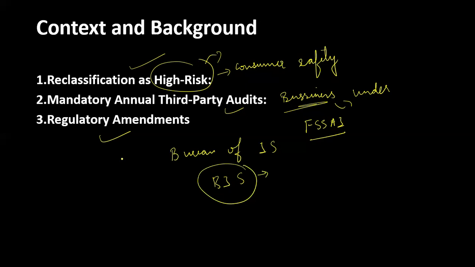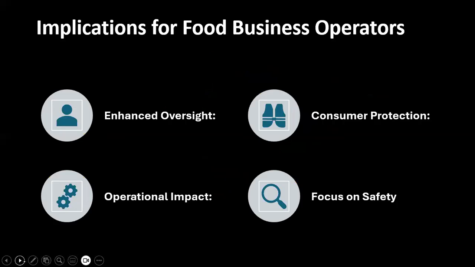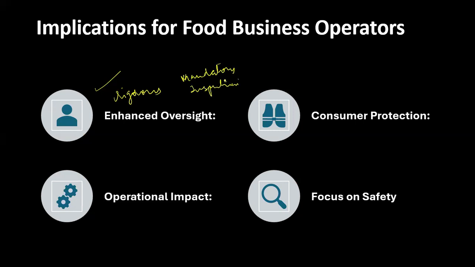Now, implication: what will happen to the food business by doing this? First important thing that we need to understand is enhanced oversight. Food business operations dealing with non-alcoholic soft beverages, that is packed drinking water and mineral water, will now be subjected to more rigorous oversight. This will include mandatory inspections and audits so that there are safety standards. So there will be mandatory inspections, and the audits will be done properly.